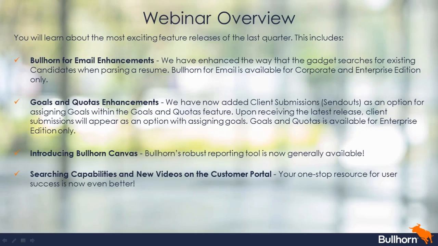Now, the features that have been made available to us, we're going to look at Bullhorn for email enhancements. We have enhanced the way that the gadget searches for existing candidates as we parse in a resume. Bullhorn for email is available for corporate and enterprise edition.